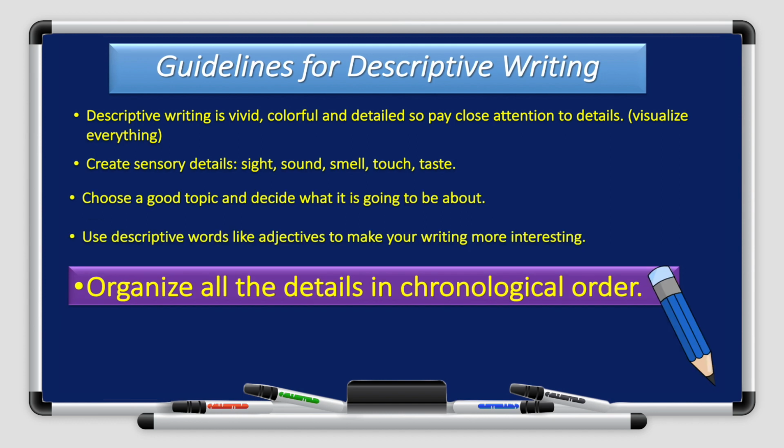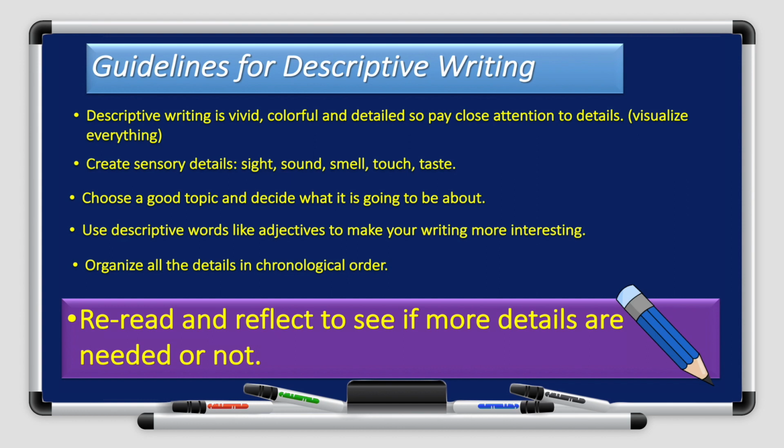Try to organize your details in chronological order so that they are clear to you and your reader. Reread and reflect to see if more details are needed or not. So sometimes your writing might have extra unnecessary details. You remove them, or it lacks details. So you need to reread and reflect in order to add more details.